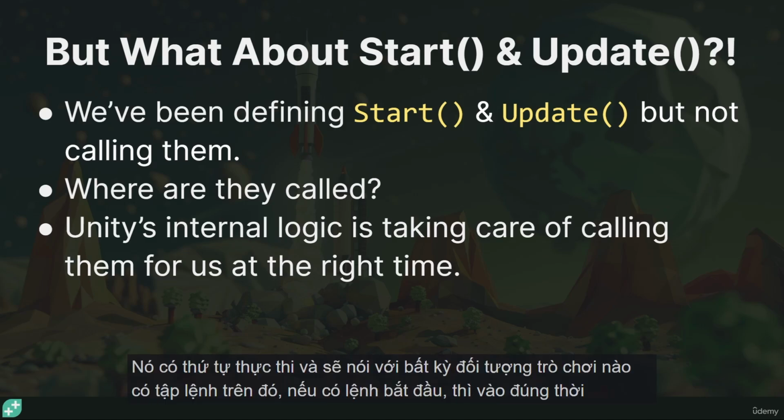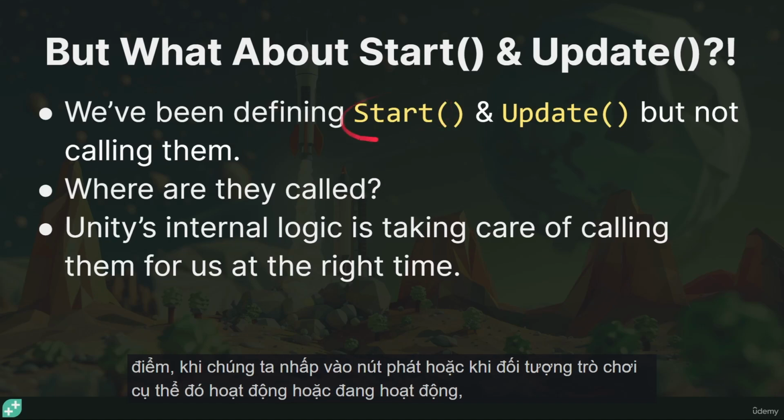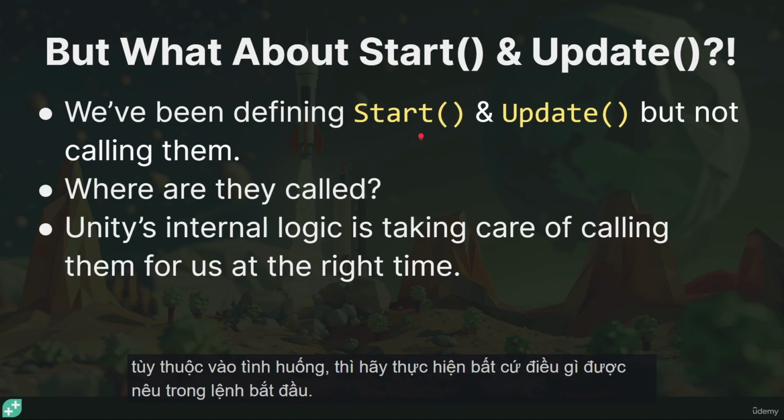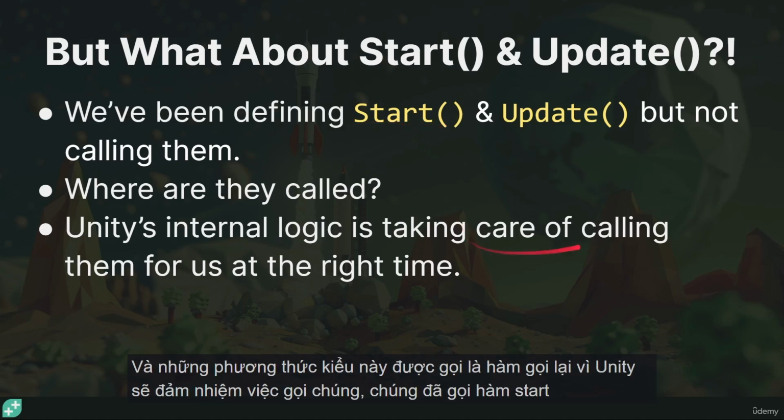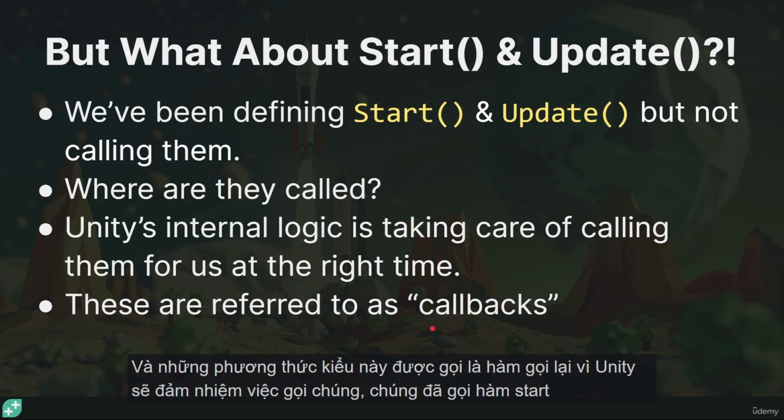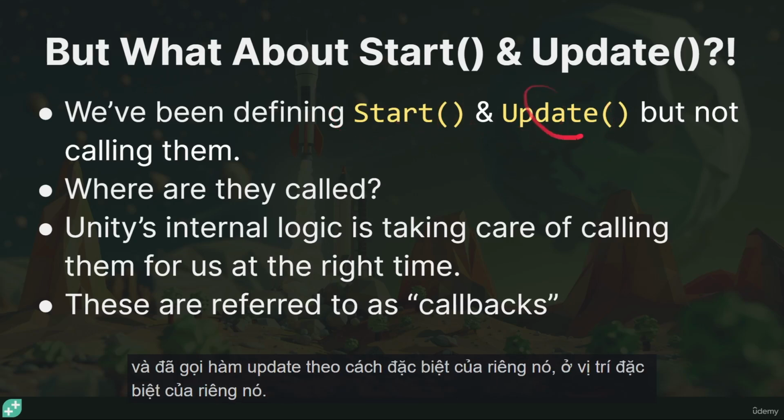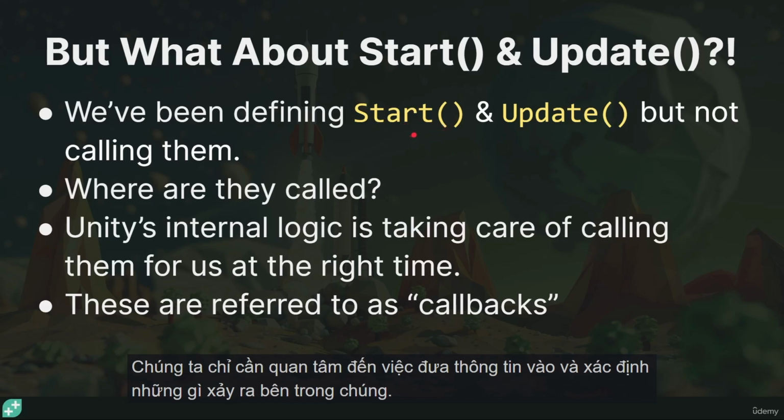It's got an order of execution, and it will say for any game object that has a script on it, if there is a start, then at the right time, when we click the play button, or when that particular game object comes to life or is active, depending upon the situation, then do whatever is in start. And these sorts of methods are called callbacks because Unity is taking care of calling them. It's already calling start and already calling update in its own special way, in its own special place. We just need to take care of putting in the information and defining what happens within them.